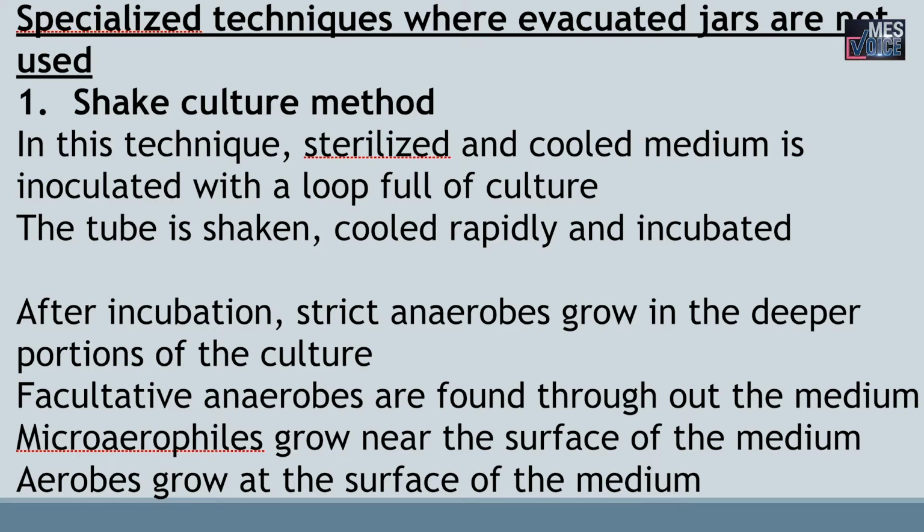Among them, the first is the shake culture method. So in this technique, sterilized and cooled medium is inoculated with a loopful of culture. Then the tube is shaken thoroughly, cooled rapidly and then incubated. After incubation, strict aerobes will grow on the surface of the tube, whereas anaerobes grow deeper inside the culture, whereas facultatively anaerobic organisms disperse throughout the medium and microaerophiles grow near the surface of the medium.